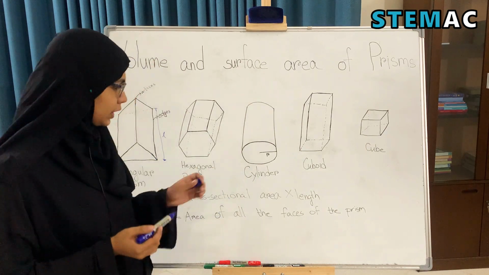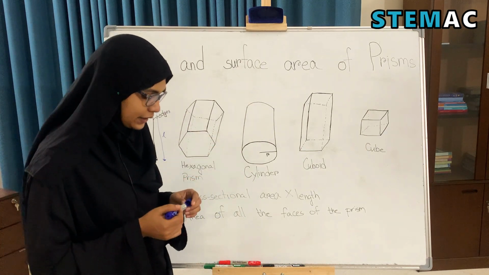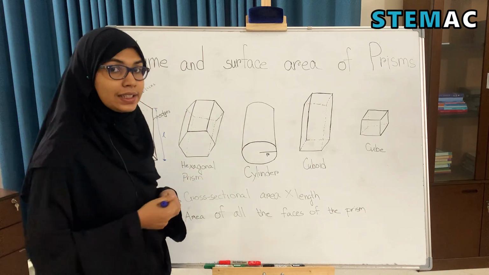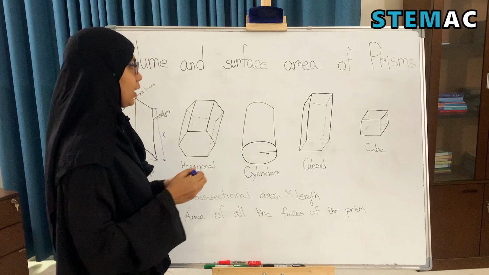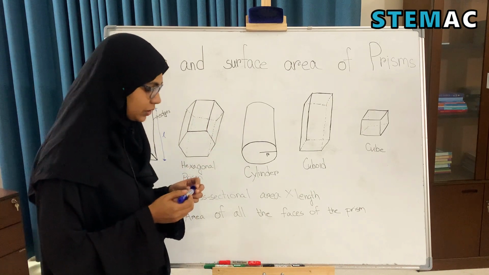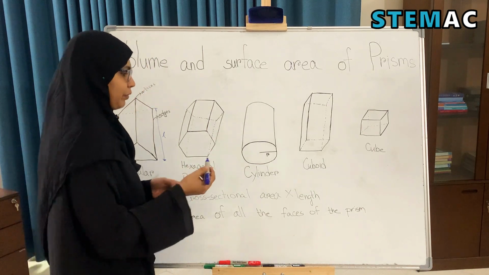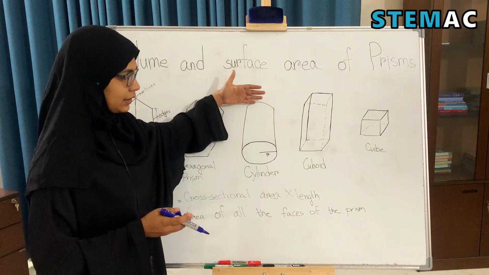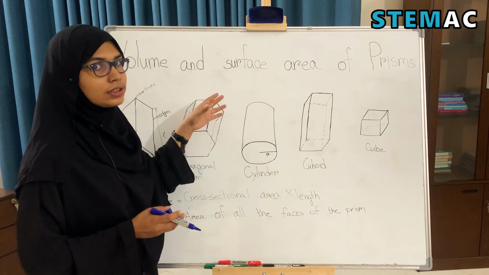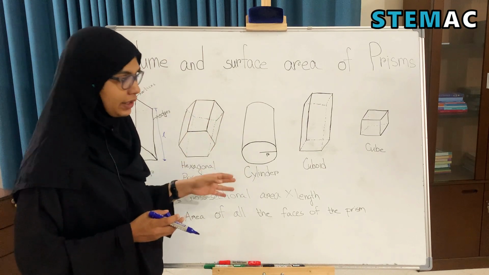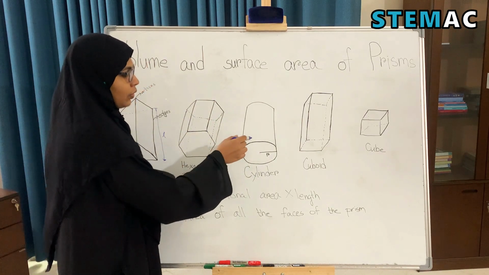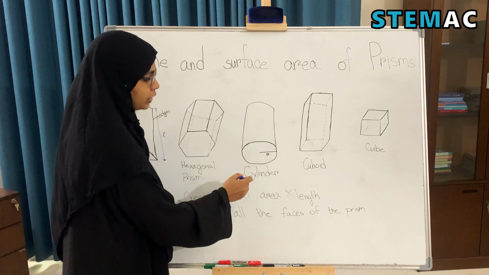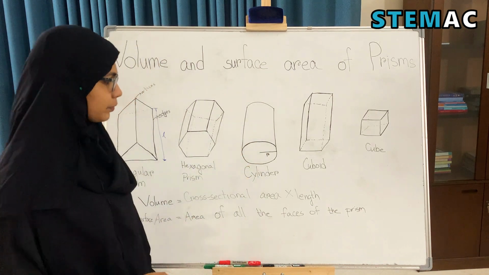A cylinder, you all have seen cylinders, I think. A cylindrical shape can also be called a prism, because if you slice it up, you would get circles, and all the circles would have the same area. So a prism with a circular area of cross section is called a cylinder.